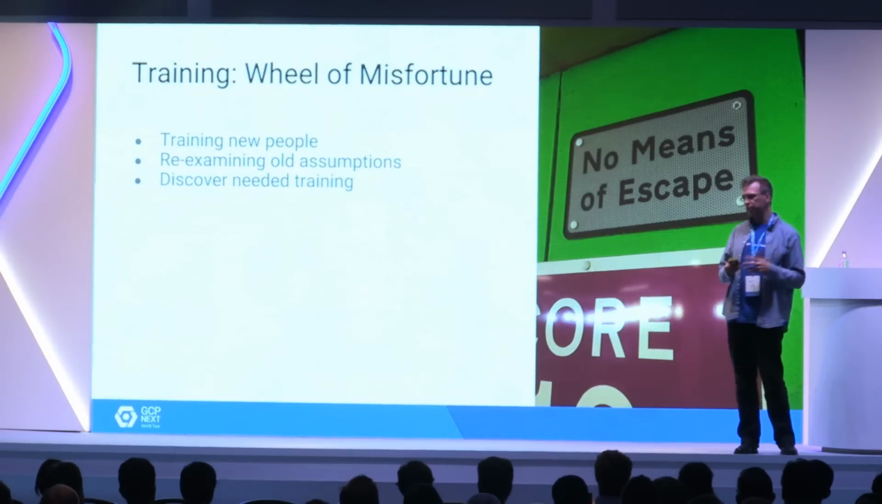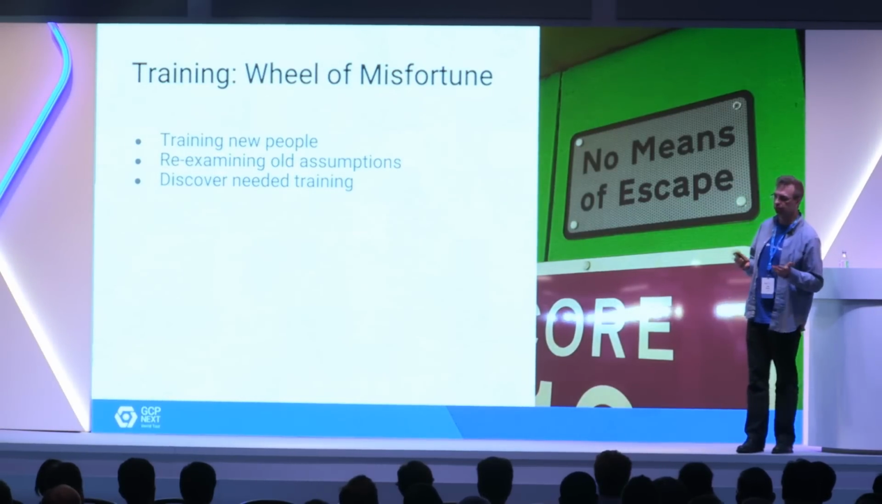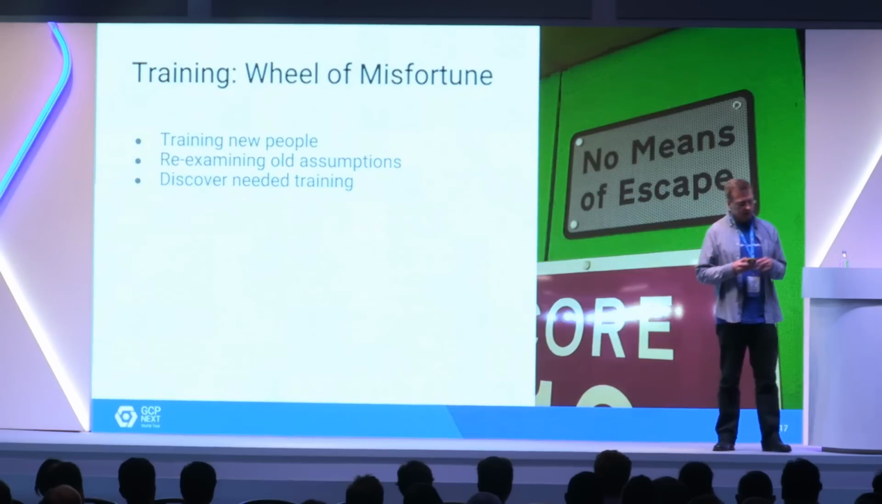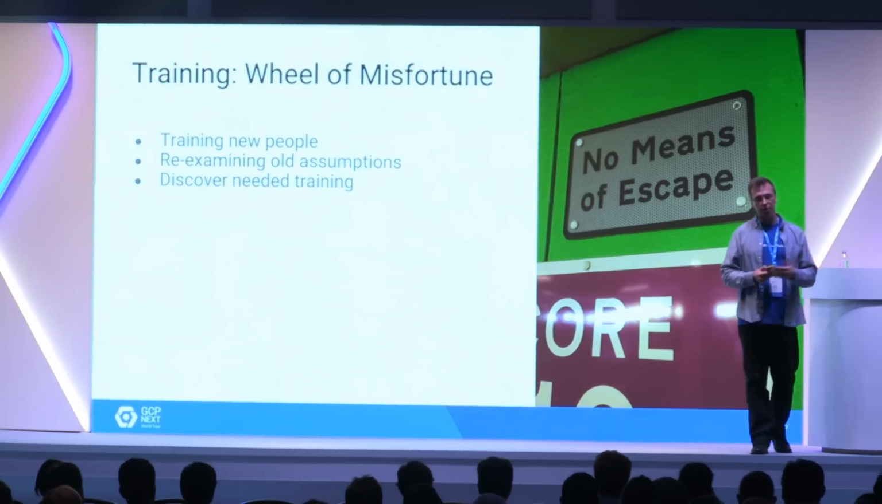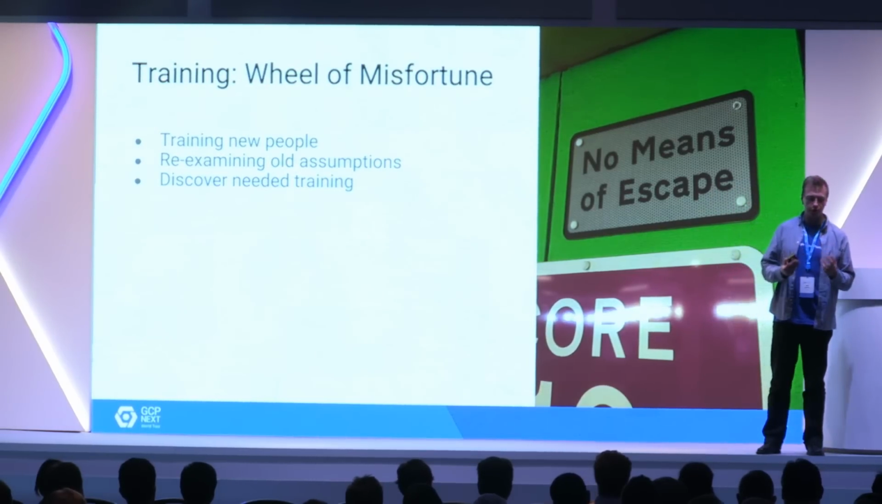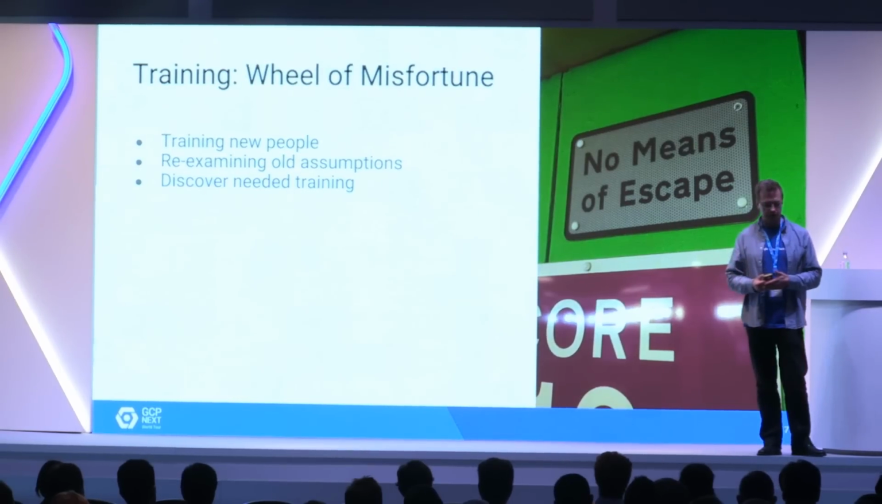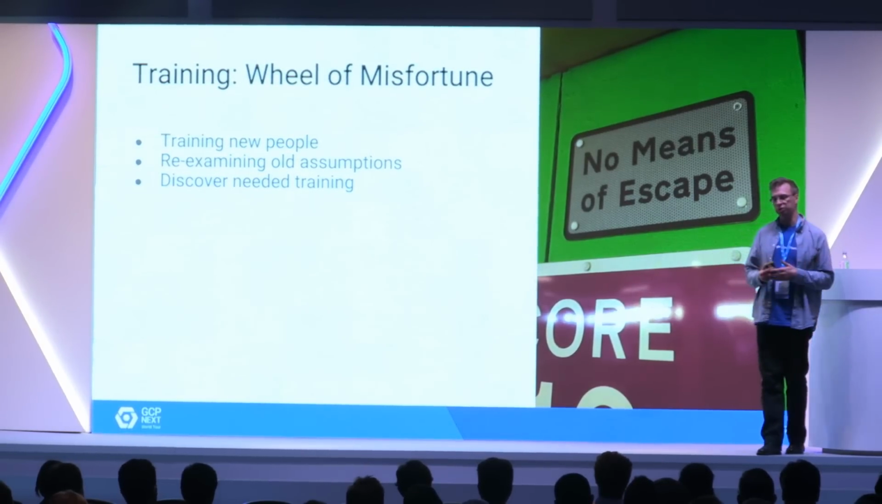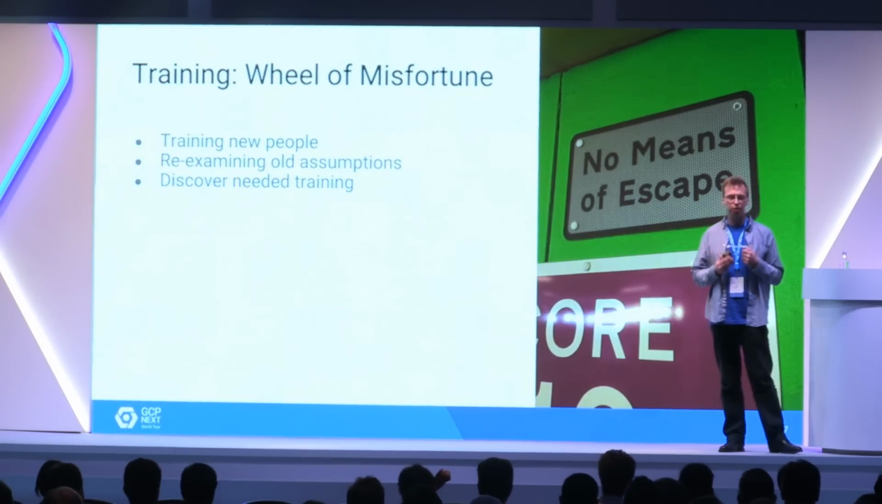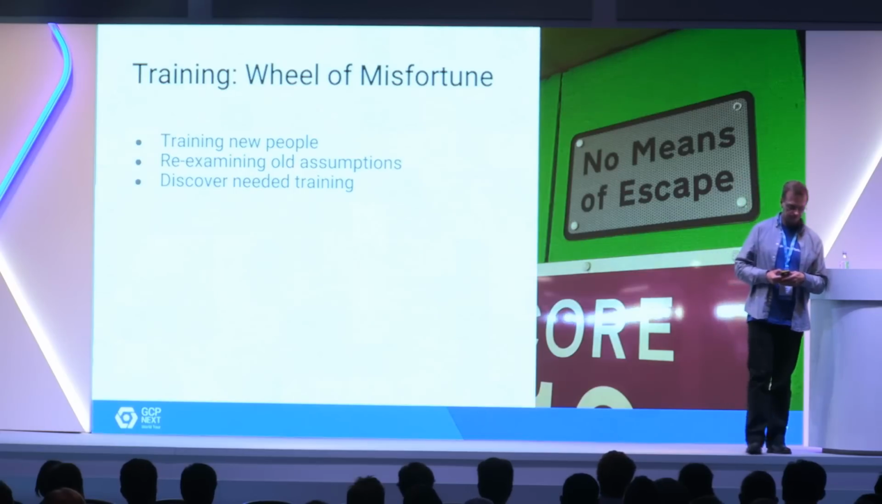And the first one of these is something called Wheel of Misfortune. So in addition to on-call shadowing and extensive classroom-based training, we also have a sort of role-playing game that we play, and it's called Wheel of Misfortune. This is a role-play of production incidents.